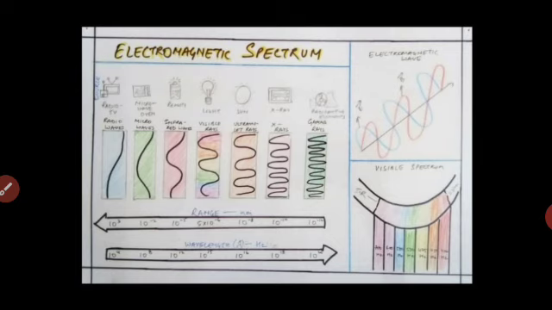Next to visible light is ultraviolet light, which is used in food preservation. It's used in the study of invisible writings, forged documents and fingerprints.